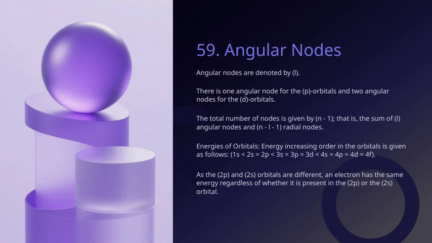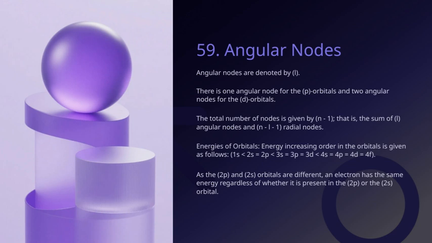Let's also talk about nodes in these orbitals. The total number of nodes an orbital has is given by the formula n-1. This total includes both radial nodes, which are spherical, and angular nodes, which are planar or conical. The sum of these nodes equals n-1.